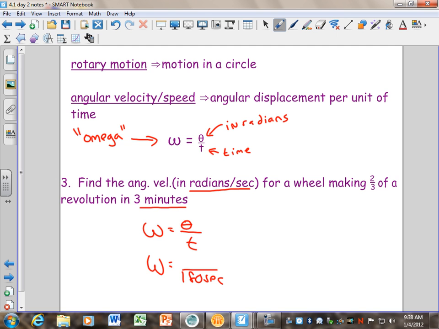So if I want to find 2/3 of a revolution, let me just do a little side work here. Just like we did yesterday when we multiplied by 180 over pi and pi over 180, I know there are 2 pi radians in one revolution. That's kind of another little conversion thing. So how many radians are in 2/3 of a revolution? 4 pi thirds.